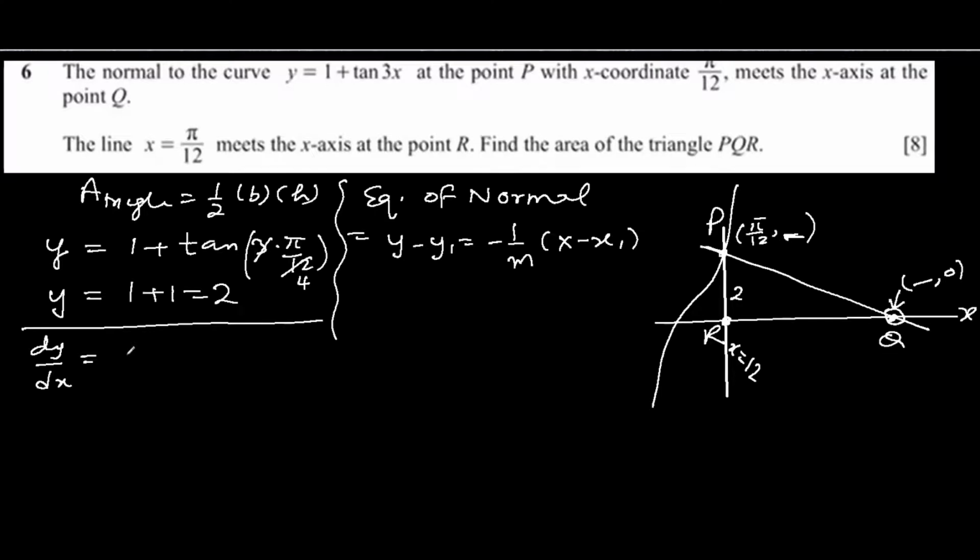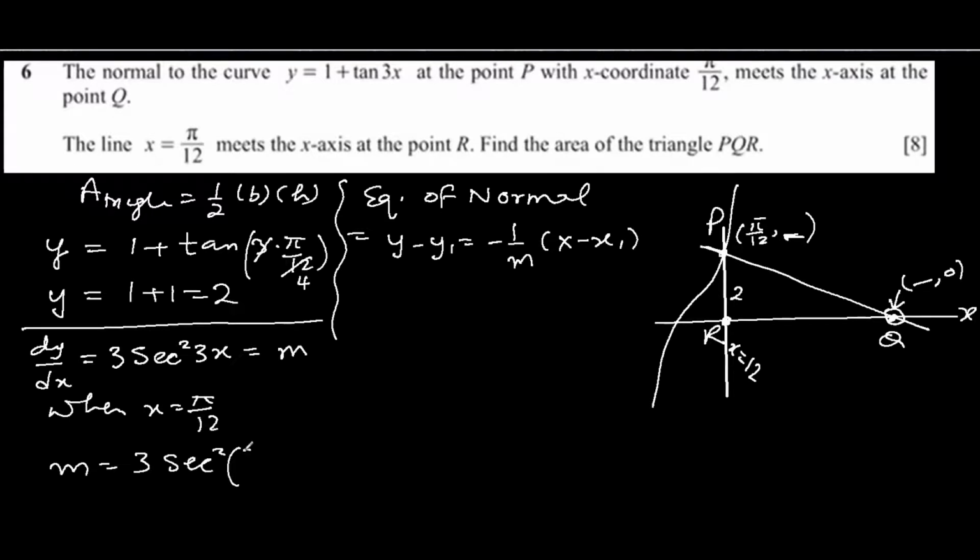Differentiation of 1 is 0, so don't even look at that. Differentiation of tan 3x will be secant square 3x, multiplied by the differentiation of the angle. The angle is 3x, and the differentiation of 3x is 3. This is dy over dx, and m. When x is pi by 12, what is m? So m will be 3 secant square of 3 times pi by 12, where the 3 cancels with the 12, giving 4.